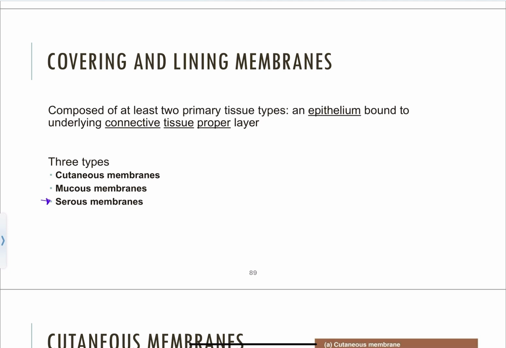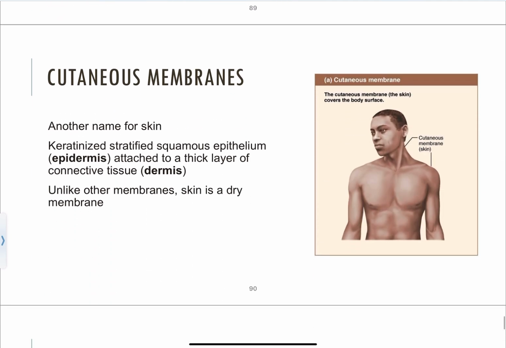So when we're talking about covering or lining membranes, these are going to be composed of at least 2 primary tissue types. Typically, it's going to consist of the epithelial tissue with the underlying connective tissue. Now we learned that it's more correctly the connective tissue proper layer, which is most often areolar connective tissue. We have 3 different types of covering and lining membranes. We have cutaneous, mucous, and serous membranes.